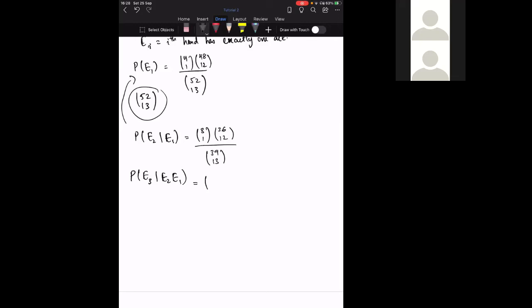Now I know I have two aces left, out of which I will choose one. I know I have 26 cards remaining, out of which I eliminated two, so I'll have 24 left. How many would I want to pick? 12. And just divide this by 26 choose 13, which is the total number of hands that I can have.